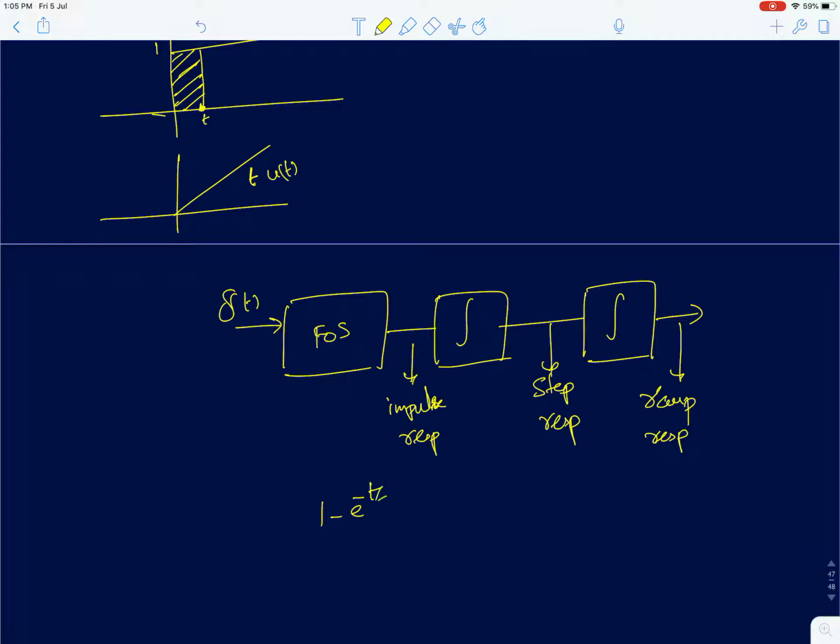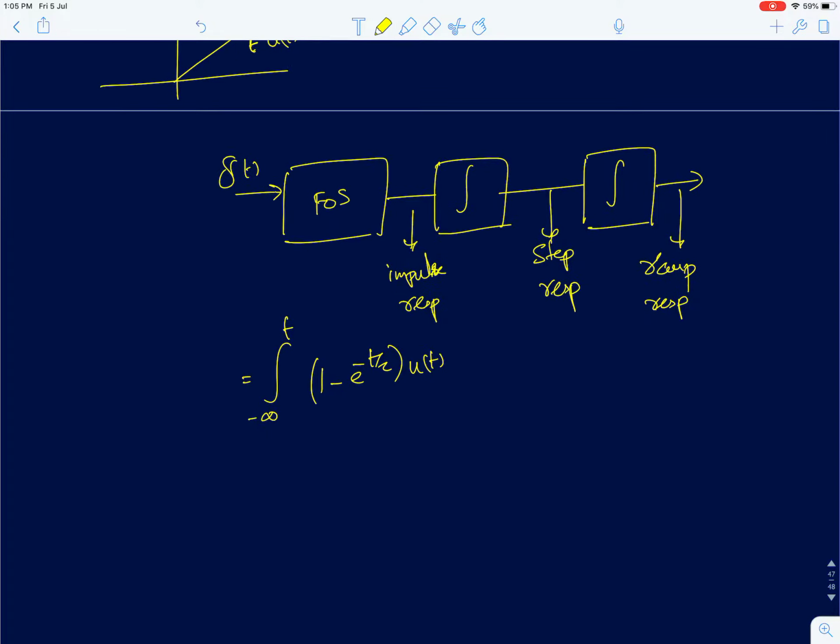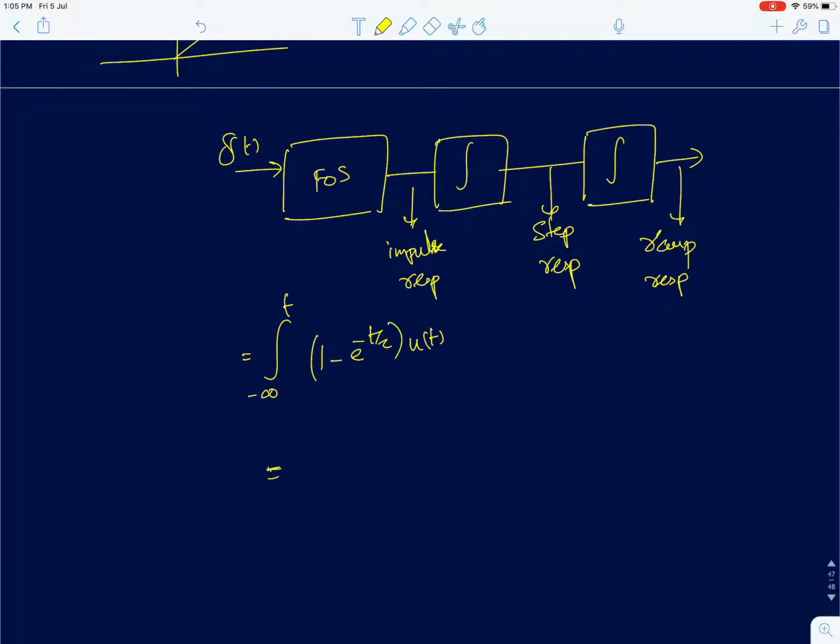So the step response is 1 minus e power minus t upon tau into u of t. So if I integrate this from minus infinity to t, I should get the ramp response. Now the value of this integration, the first term is nothing but t into u of t, minus the second term, which is the integral of e power minus t upon tau into u of t, starting from minus infinity to t. When we derived the impulse response, e power minus t upon tau into 1 by tau is the impulse response. When you find the integral of that, you get the step response, which is 1 minus e power minus t by tau into u of t.